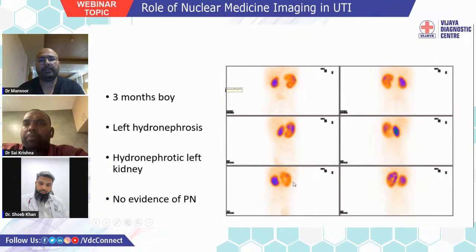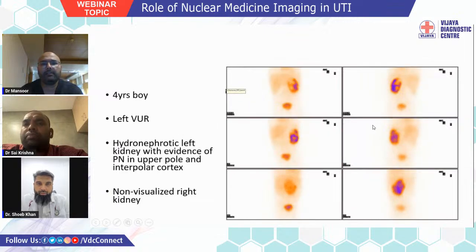And again, this is a case of a hydronephrotic right kidney. You're seeing that the right kidney is enlarged. This is the anterior, this is the left kidney, and this is the posterior image. So the left kidney is enlarged, and you can see central photopenia, which is suggestive of hydronephrosis, but there are no peripheral photopenic defects. So this is a hydronephrotic kidney with no evidence of pyelonephritic foci. And again, a patient with high-grade reflux on the left side, you can see that there is hydronephrosis with a defect in the upper pole. So there is pyelonephritis along with hydronephrosis, and we are not able to see the right kidney. So the right kidney is absent.